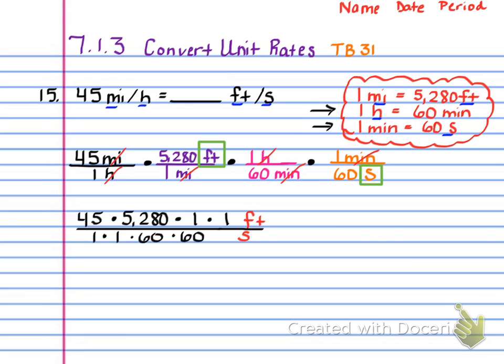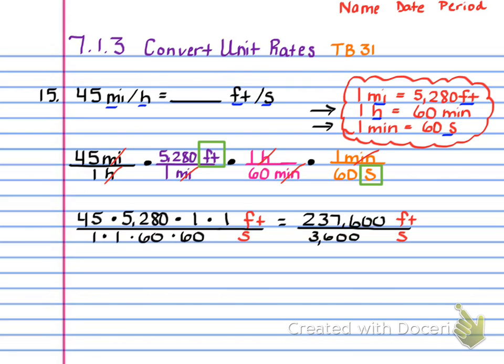1 times 1 times 60 times 60, and then we are going to come up with 237,600 divided by 3,600, or feet per 3,600 seconds. Now keep in mind you're able to use your calculators now, so please be sure to be using your calculators for these larger multiplication problems.